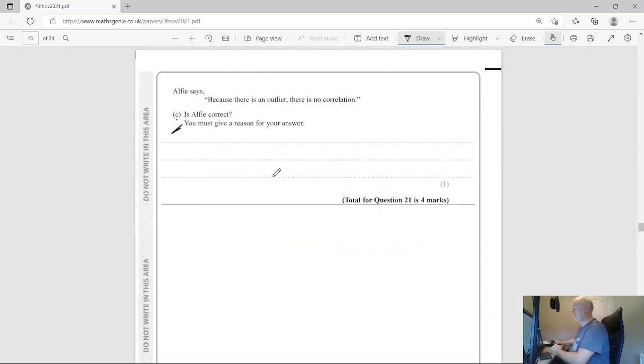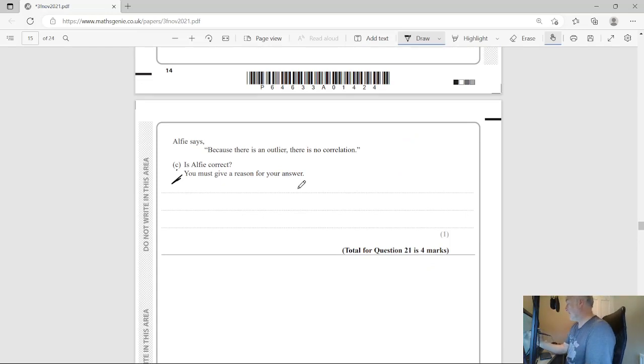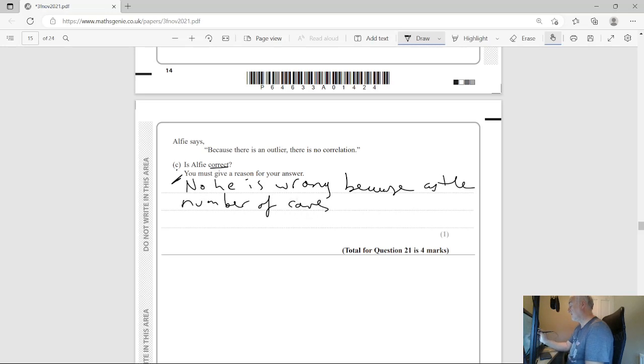Okay, so it wants to know, you must give a reason for your answer. Is Alfie correct for a start? Well, there is no correlation. No, he is wrong, because as the number of cars increases, the level of carbon dioxide increases too.